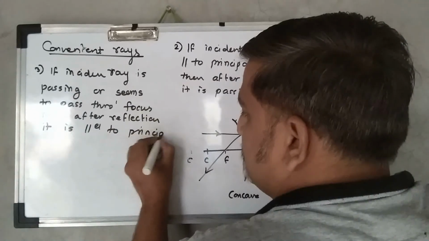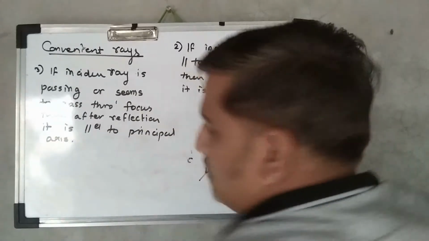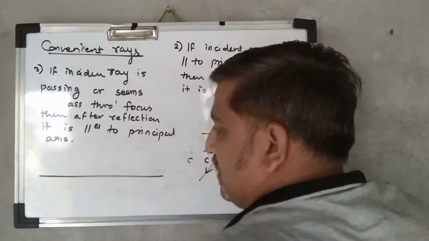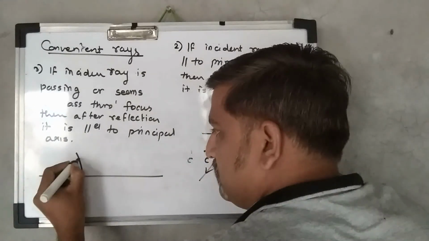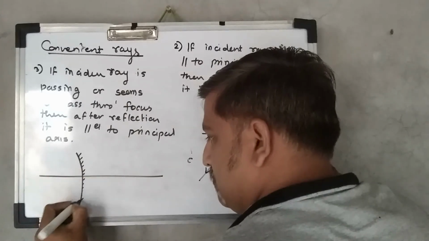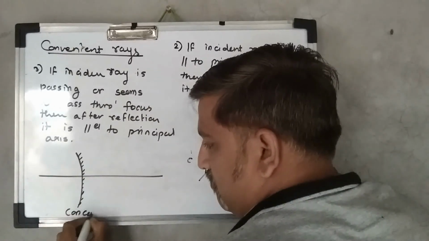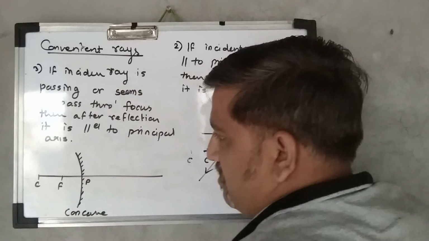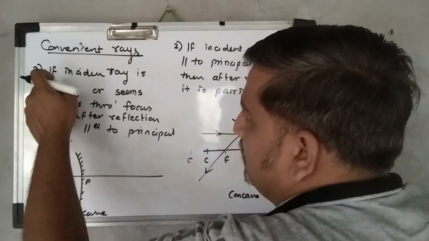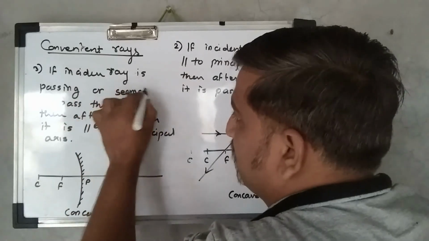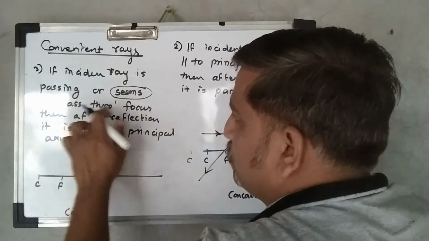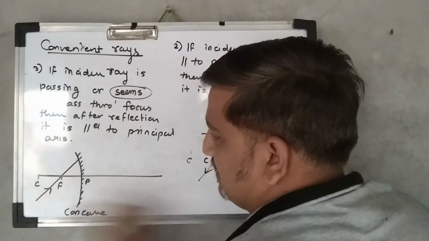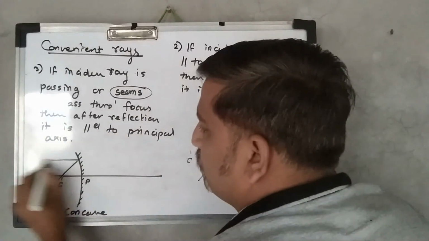It is parallel to principal axis. Okay, so what you can show here in the diagram, again principal axis, one of the mirror which is over here, a concave mirror, this is pole, say focus, the center of curvature. And our rule is that if the incident ray is passing through the focus like this, after reflection it is parallel to principal axis.